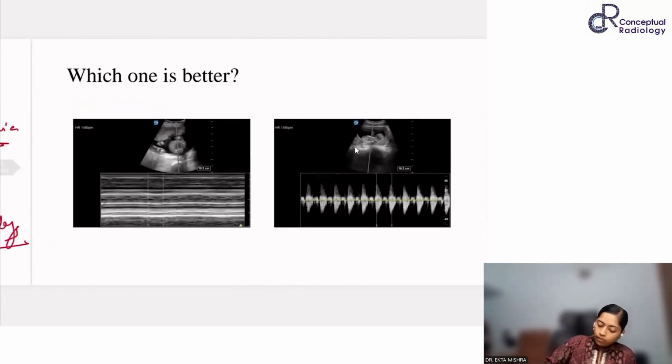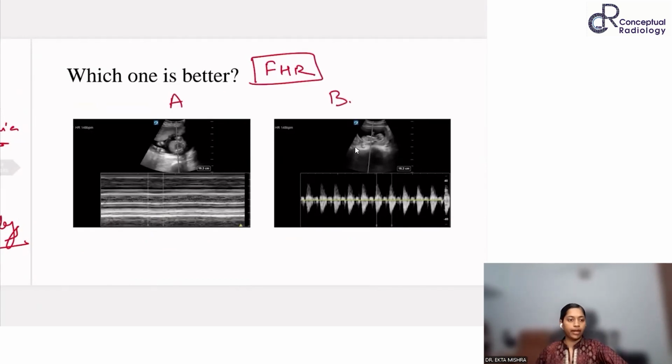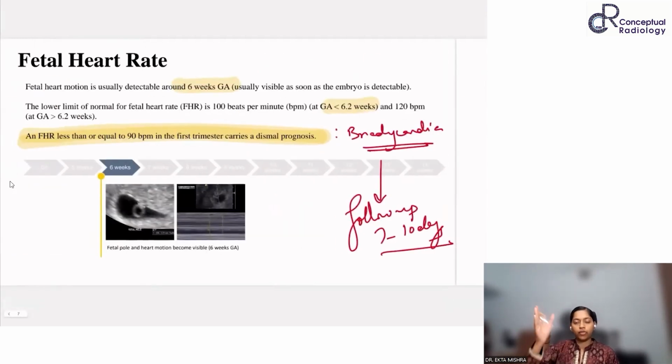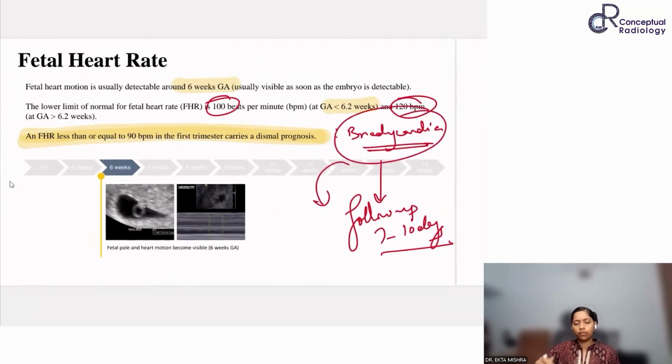Now you see two images, A and B. Both are used to assess the fetal heart rate. Which one is better? If you are doing a scan before 6 weeks, the heart rate should be over 100, and after 6.2 weeks it should be over 120. The cutoff is 100. If the heart rate is persistently below 100, then this is bradycardia and it can point to a poorly developing, failed early pregnancy. So if there is bradycardia, do a follow-up.